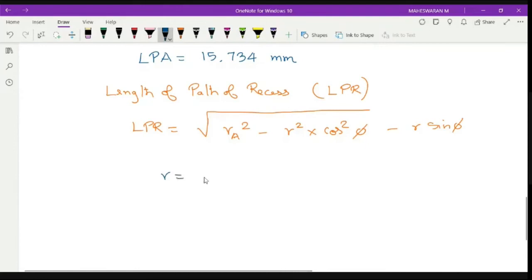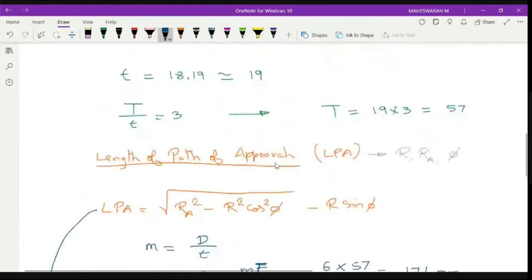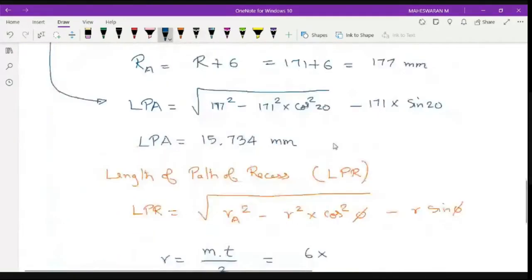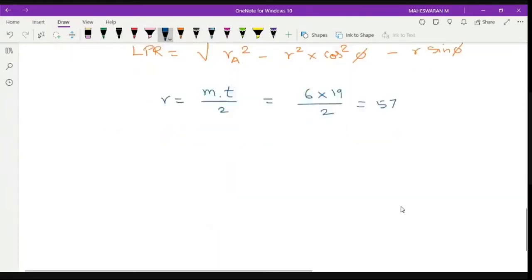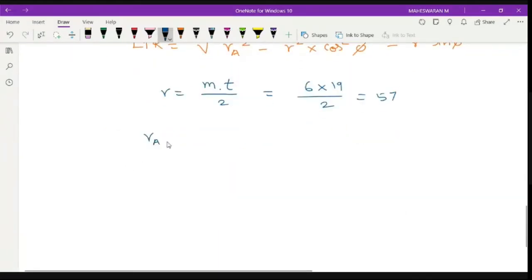Small r is equal to small m into t divided by 2. This is the formula, which is equal to m is 6 into t. So t is 19 approximately. So we will put 19 divided by 2. So 6 into 19 divided by 2, you are getting around 57. So now I got r. The next step is RA. RA is 57 plus addendum, which is 6. So 57 plus 6, we are getting 63.